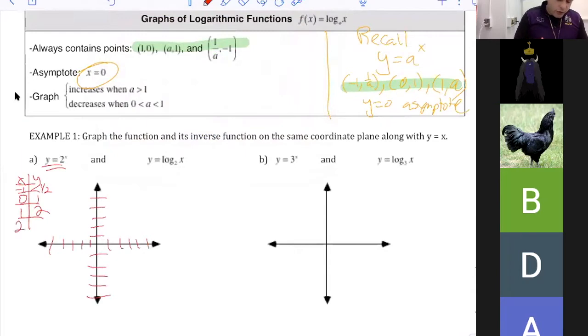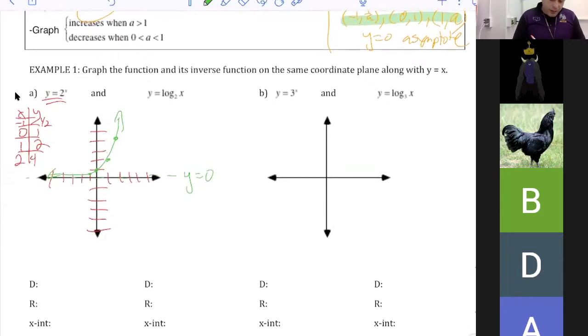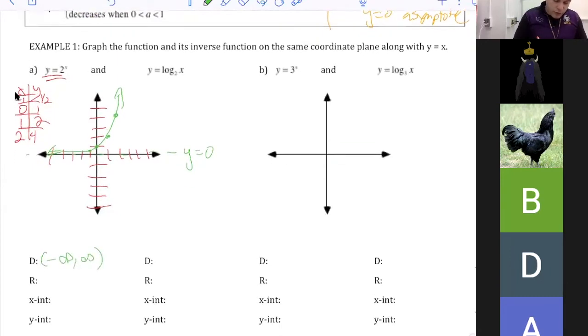And for fun, I'll go 2 and 4. All right, so now here's what this graph looks like. So -1 and 1/2, 0 and 1, 1 and 2, 2 and 4. And I have an asymptote at y equals 0. So my domain for all exponents is always all real numbers. My range, if there's no shifting, is 0 to infinity.